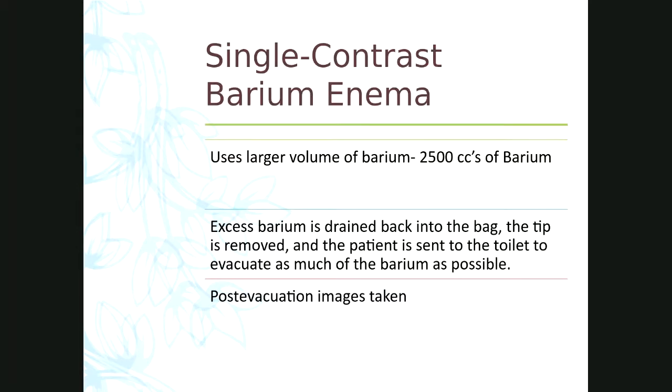When we look at a single contrast enema, it tends to use more barium than a double. We use approximately 2,500 cc's or 2,500 milliliters of barium. Cc's and milliliters are the same amount of contrast used. They just measure different volumes. So 2,500 cc's or 2,500 milliliters is what we use on a single contrast BE.